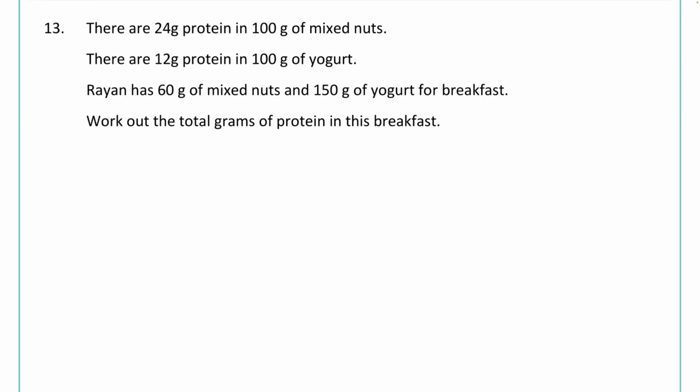It says here there are 24 grams of protein in 100 grams of mixed nuts, and there are 12 grams of protein in 100 grams of yogurt. Rayanne has 60 grams of mixed nuts and 150 grams of yogurt for breakfast. Work out the total grams of protein in this breakfast.